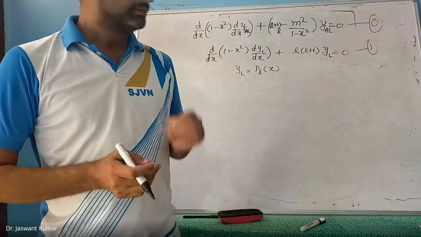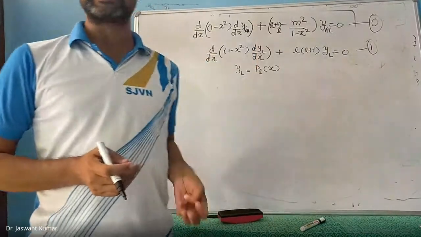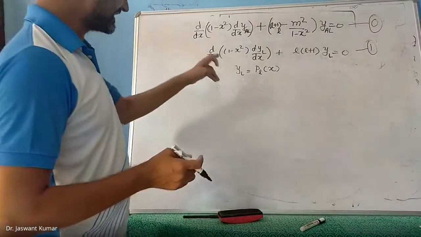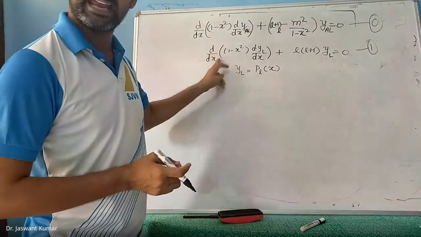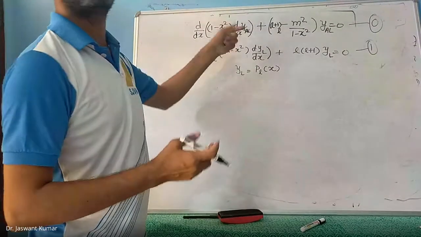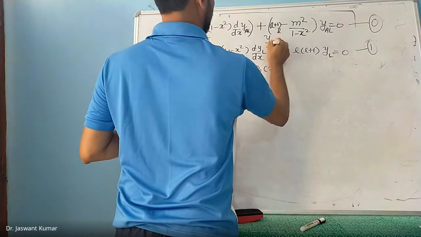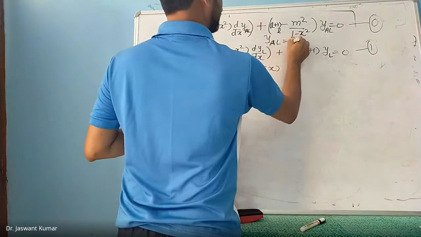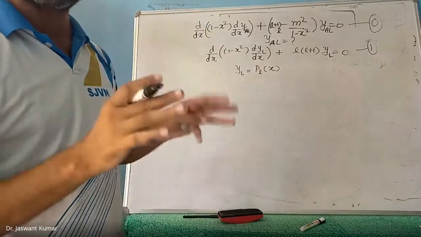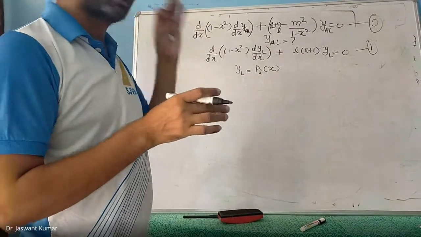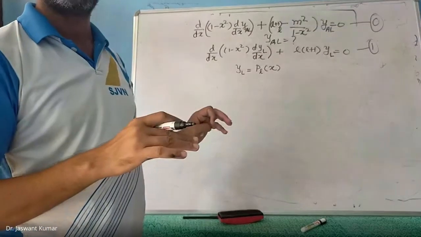Okay? What we say is that since we know that this equation has a particular solution, we do not know what y of l is. This we do not know. This is some power series that we know, but what that particular power series is we do not know.